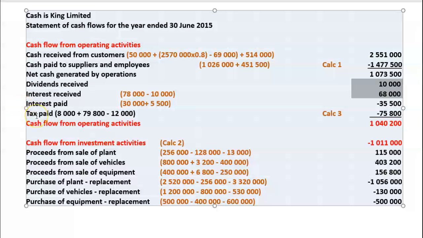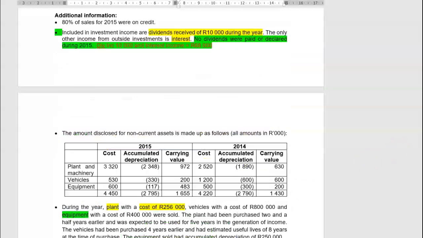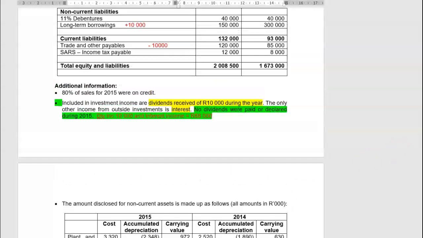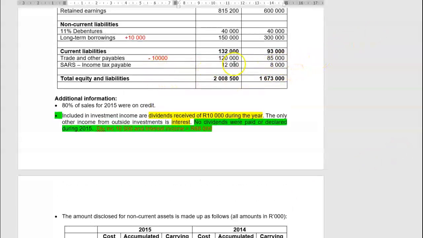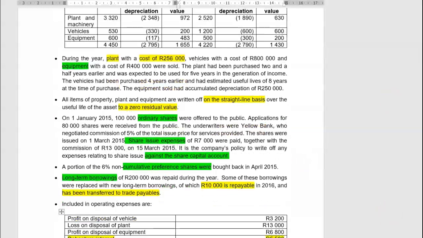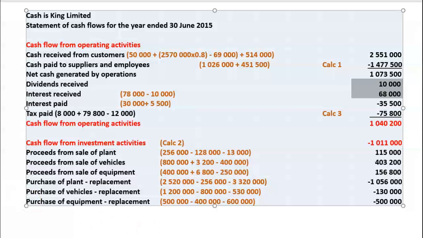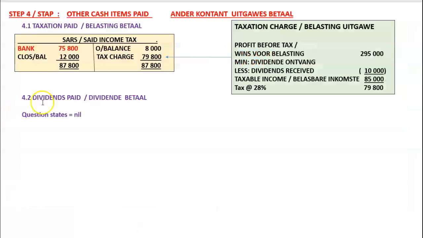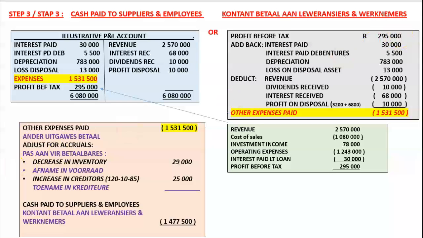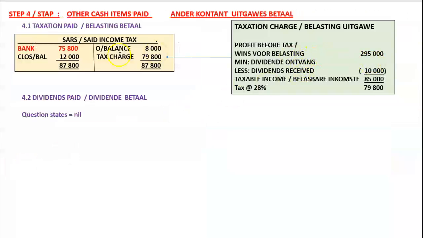Now, tax paid. In order to determine what our tax paid was, let's have a look at what our outstanding balances to the receiver of revenue were. There was our opening balance of 8,000. There is our closing balance of 12,000, but they never gave us the tax charge for the year. The only thing that they've told us, here in the last bullet point, is that company tax is 28% and wear and tear is equal to depreciation. That means that we have to do a small calculation. We said that our profit before tax was 295,000. There we've calculated that, 295,000.